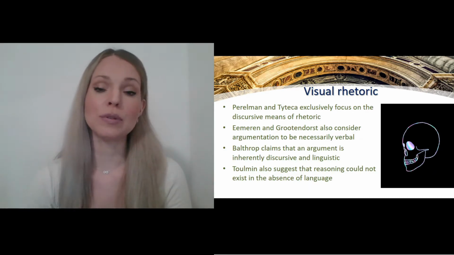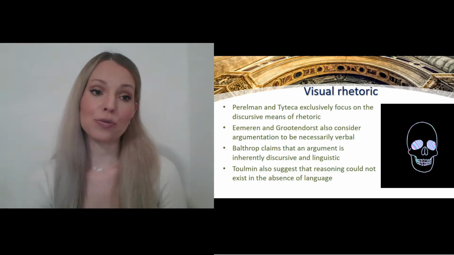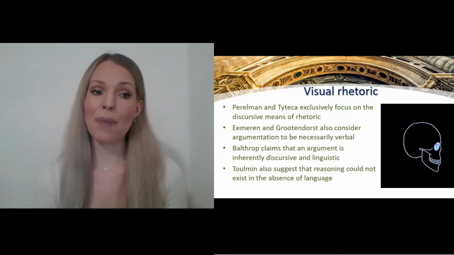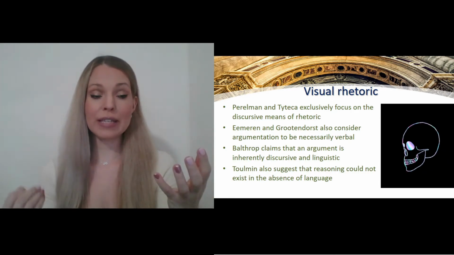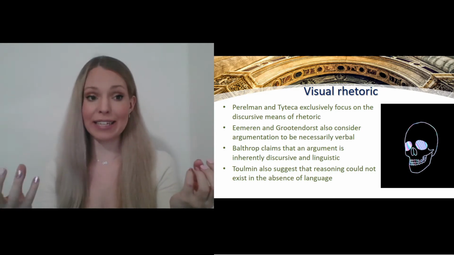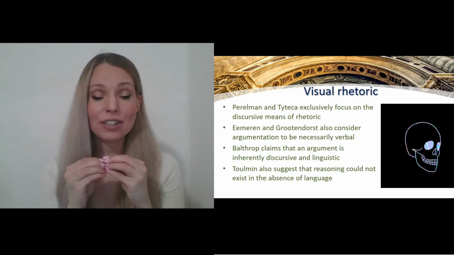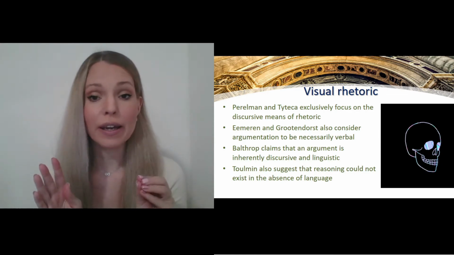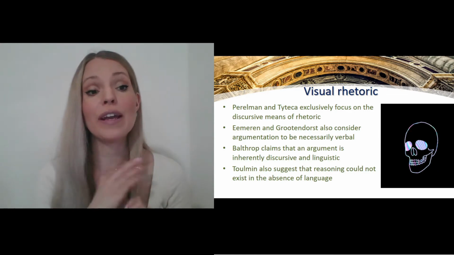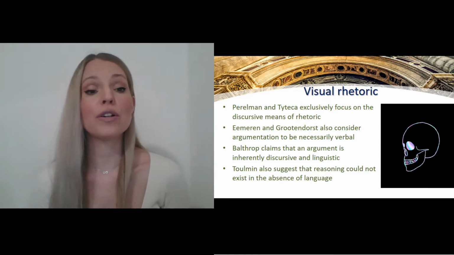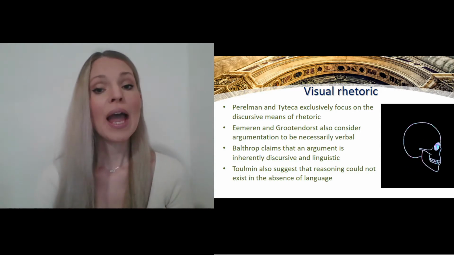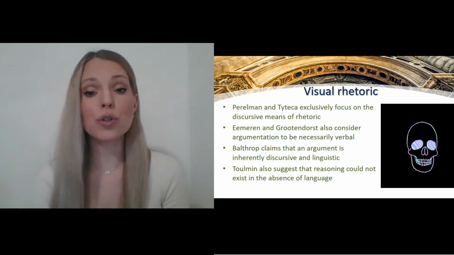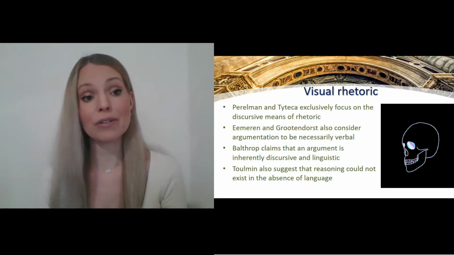So many people were saying that visual rhetoric was some sort of a paradox. It's like visuality and rhetoric, so pictures and allegation, pictures and stating something, clash. It's not a discipline, it's not a thing. Perelman and Tyteca started off exclusively focusing on the discursive means of rhetoric. They only focused on verbality. Van Eemeren and Grootendorst also considered argumentation to be necessarily verbal.